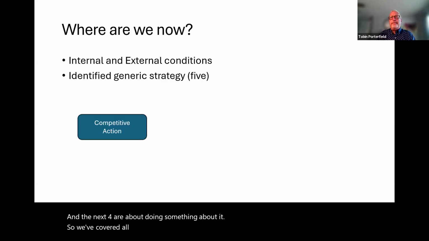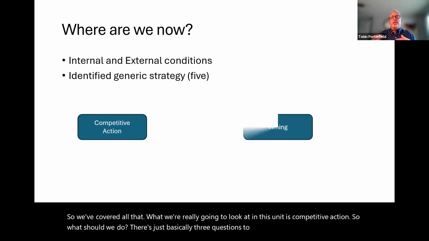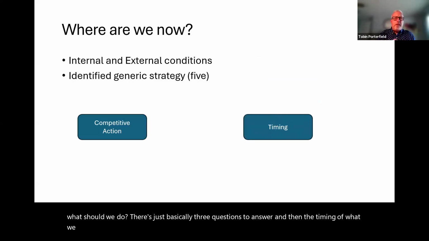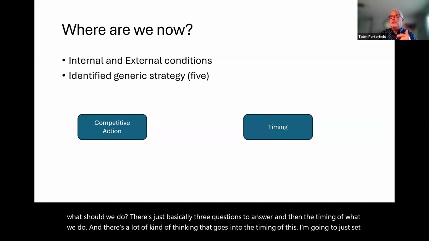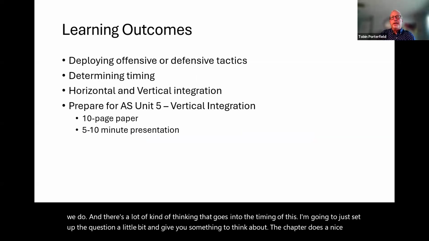What we're really going to look at in this unit is competitive action. So what should we do? There are basically three questions to answer, and then the timing of what we do. And there's a lot of thinking that goes into the timing of this. I'm going to set up the question a little bit and give you something to think about. The chapter does a nice job of unpacking some of that.